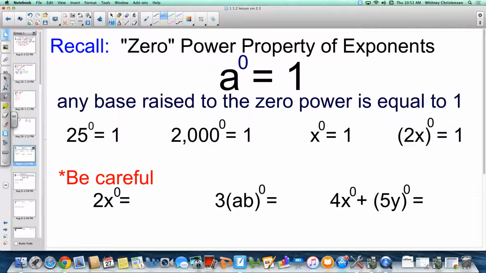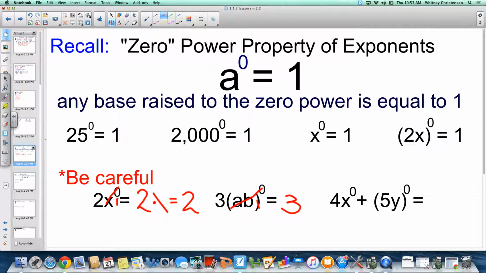Okay, 2 times x to the 0 power, what is it? 2 times what? 1. 2 times 1, very good. 2 times 1, which is 2. Does everybody understand how x to the 0 power becomes 1? Okay. How about 3 times ab to the 0 power? Is a and b raised to the 0 power? Yes. And anything to the 0 power is equal to 1. So really, this whole part becomes a 1. 3 times 1 is 3. Is everybody okay with that?